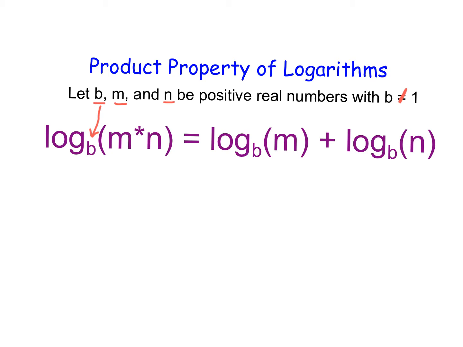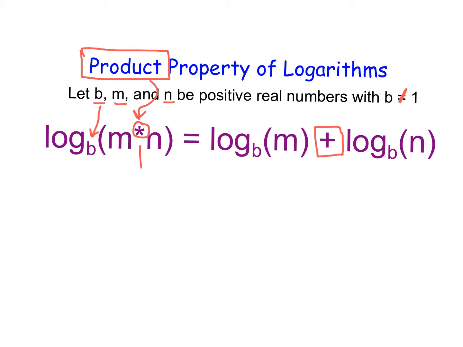Now, what's really great about these properties is that they work for all logarithms. So we're now able to rewrite logarithms in a different way, beyond just rewriting logs as exponents and exponents as logs. The first property is called the product property, because if we see multiplication inside of a logarithm, so we have m times n, we can break this logarithm up into an addition problem of two logarithms.